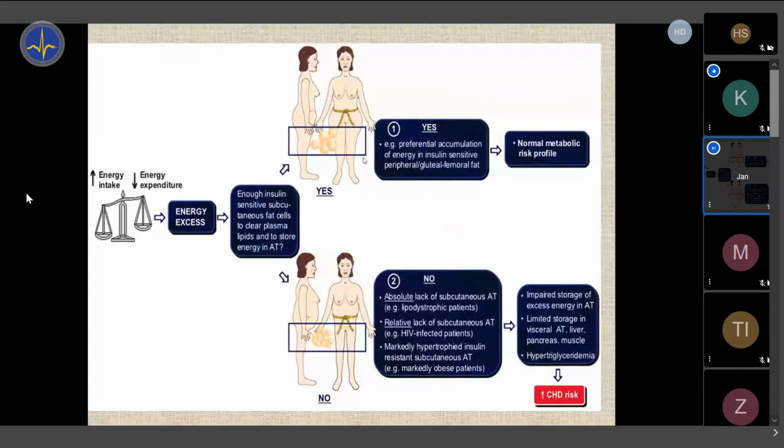And the reason why metabolic syndrome and abdominal obesity are so emphasized is that the distribution of fat, not only the total amount of fat, not only BMI, but also the distribution of fat, is associated with lower or higher risk of cardiovascular diseases.